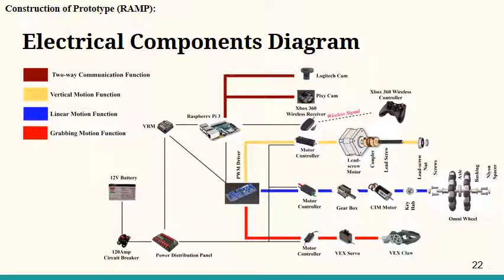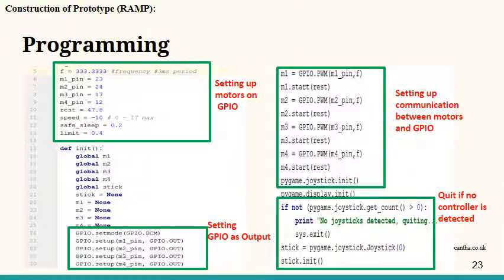The PWM driver is connected to the motors of our wheel and lead screw, and it controls the speed of the motors. Our Raspberry Pi is connected to the two cameras, and it's also connected to the wireless controller.